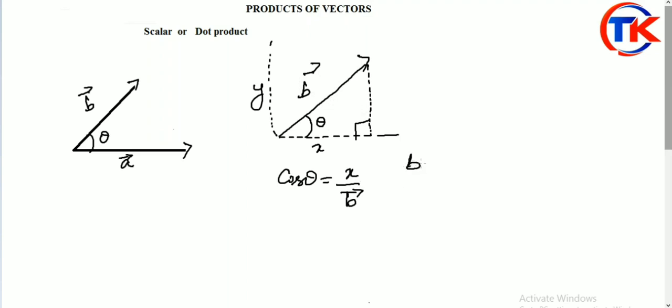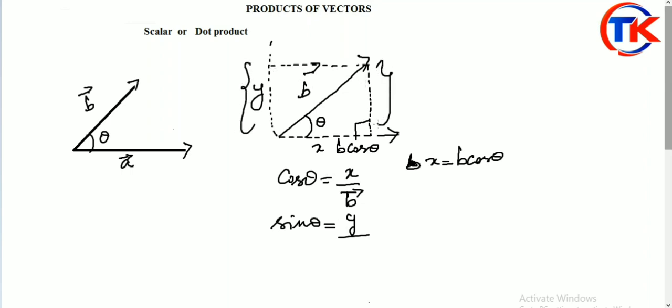So X is equal to B cos theta, right? So B cos theta will go in this direction, right? Then if we take sin theta is equal to opposite side Y by hypotenuse. Okay, so if it is Y, definitely this segment is also Y by hypotenuse. So Y is equal to B sin theta.